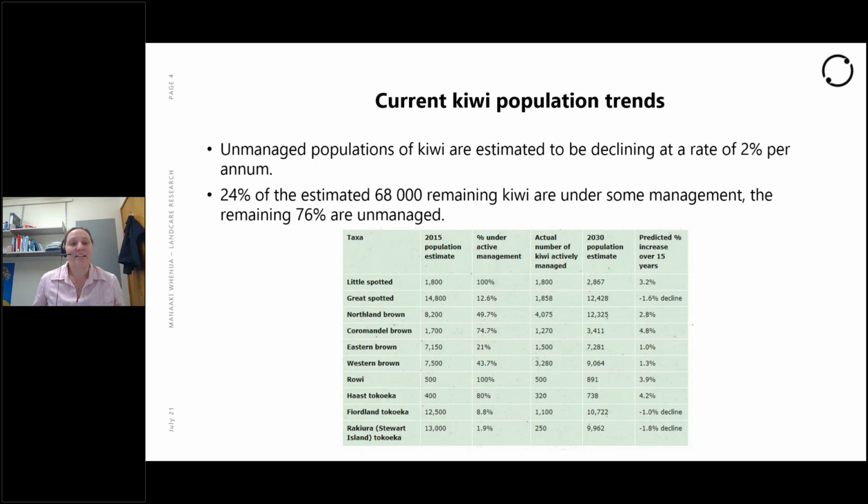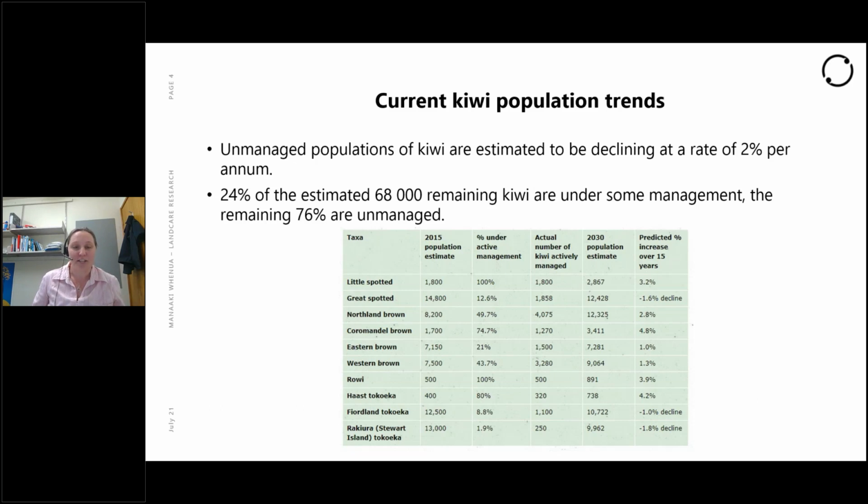So across all taxa, we estimate that about a quarter are under some sort of management. And by that, I mean either they're really highly actively managed, with breeding programs and extensive predator control, all the way through to they have a little bit of predator control around the site. But a whopping 75%, so 3/4 of them, are actually unmanaged.